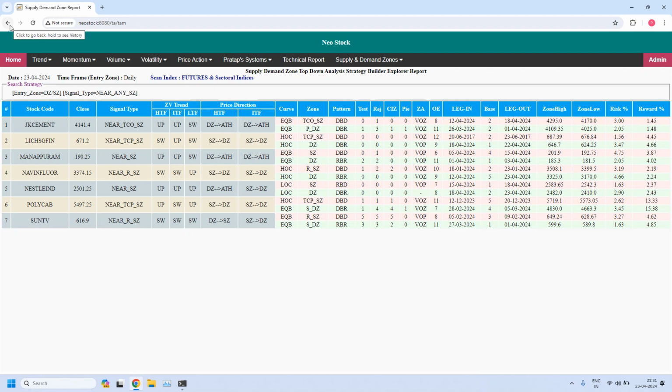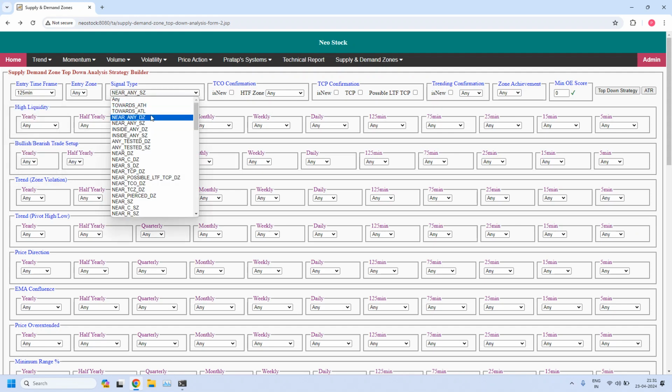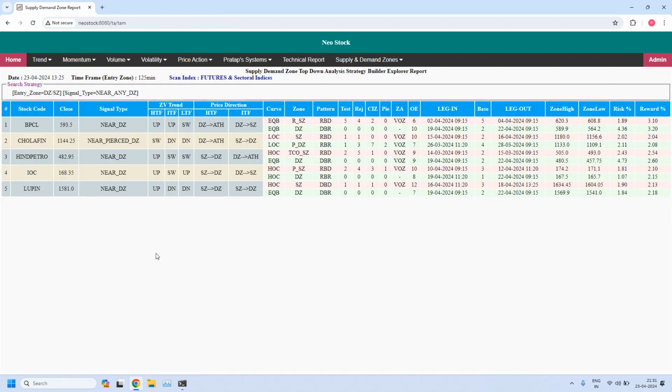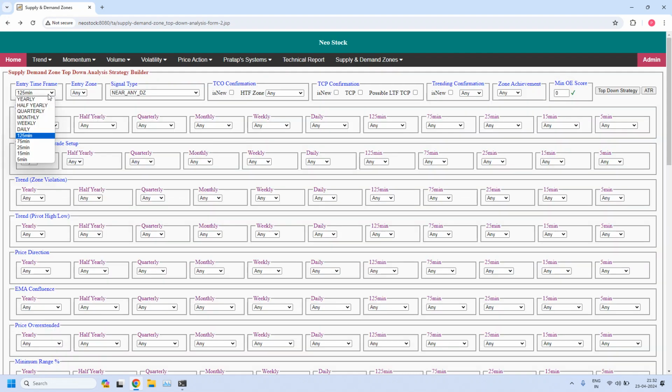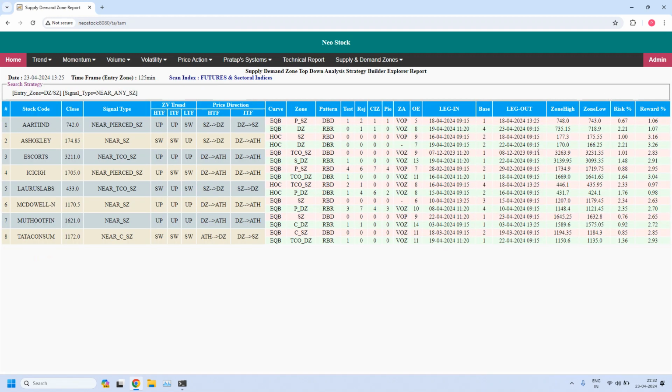So let me go back. Changing the time frame to 125 minutes. Let us find the stocks near the 125 minutes demand zone. These 5 stocks are filtered. Let me go back. For the 125 minutes time frame, let us find the stocks near the 125 minutes supply zone. So these 8 stocks are filtered.